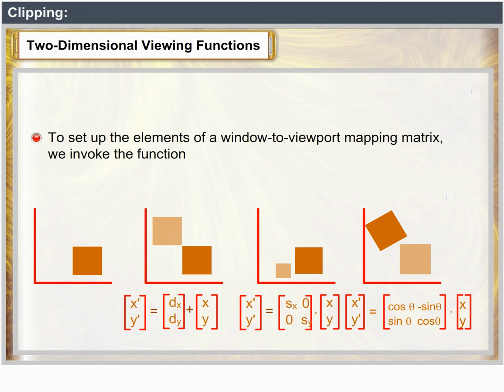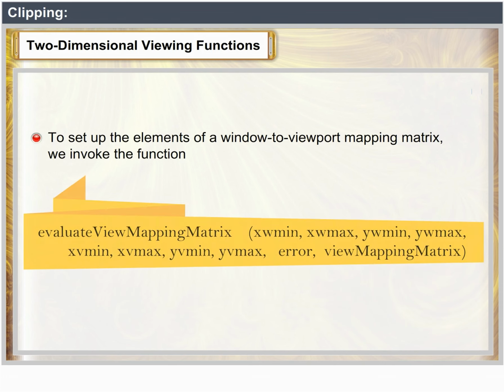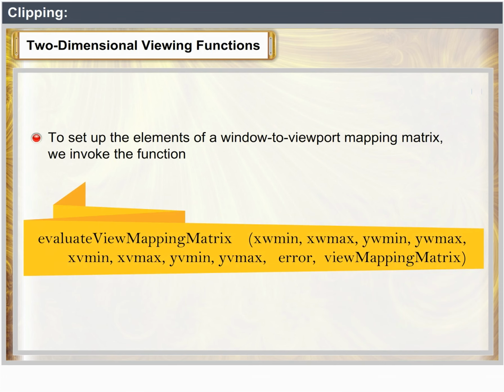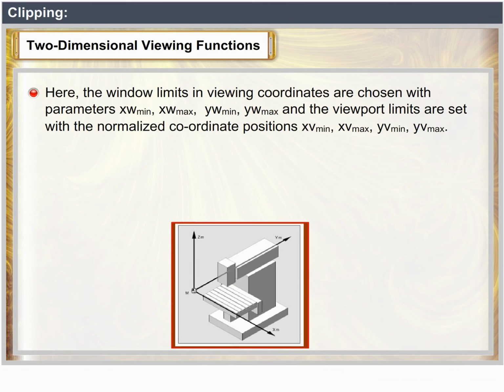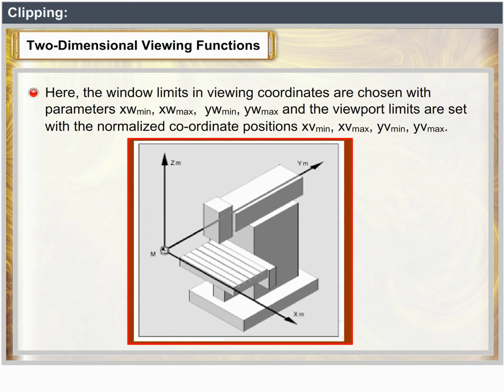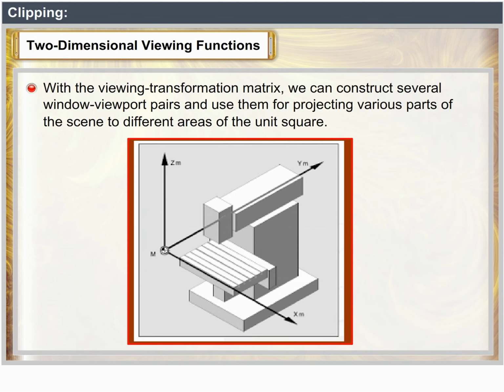To set up the elements of a window to viewport mapping matrix, we invoke the following function. Here, the window limits in viewing coordinates are chosen with parameters xwmin, xwmax, ywmin, ywmax, and the viewport limits are set with the normalized coordinate positions xvmin, xvmax, yvmin, and yvmax. As with the viewing transformation matrix, we can construct several window viewport pairs and use them for projecting various parts of the scene to different areas of the unit square.